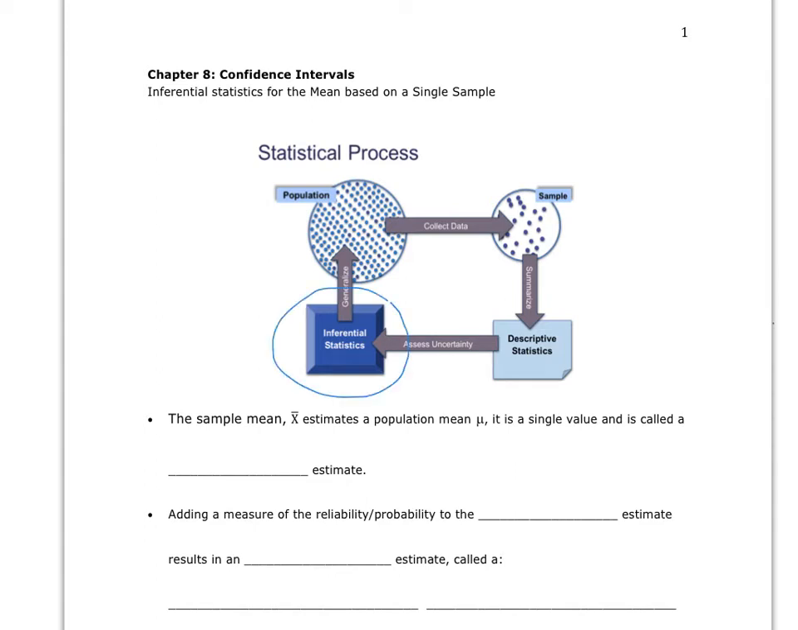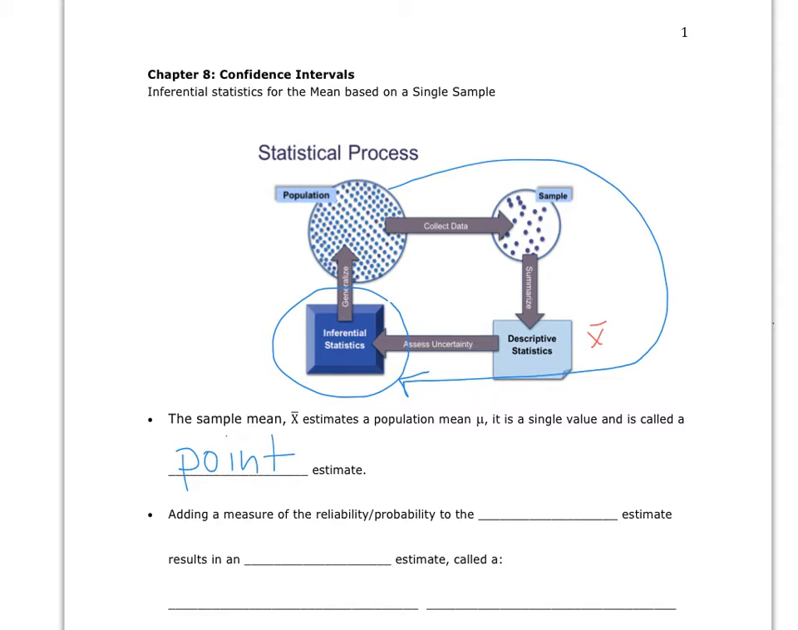Okay, we have come all this way so far, and we'll spend the rest of our time doing inferential statistics. So we looked at sample mean quite a bit, and that's an example of a descriptive statistic. And we know that X bar, the sample mean, estimates a population mean, which we use mu to stand for, and it's just a single value. And because it's a single value, we refer to it as a point estimate. It's just one single point.